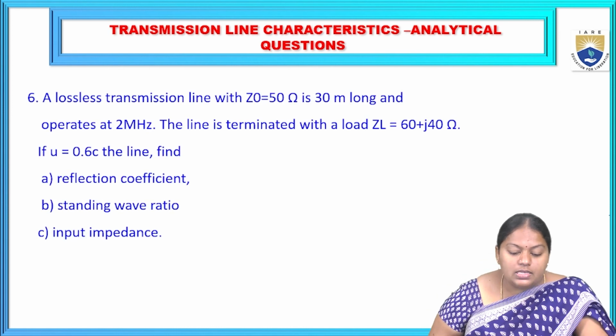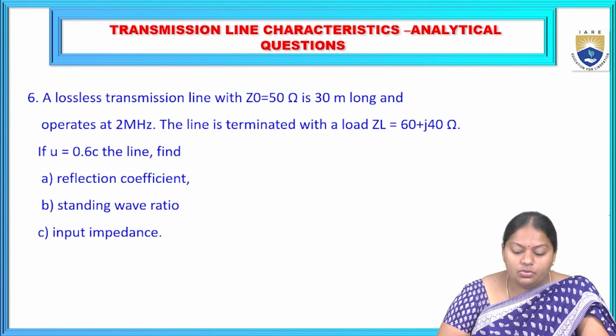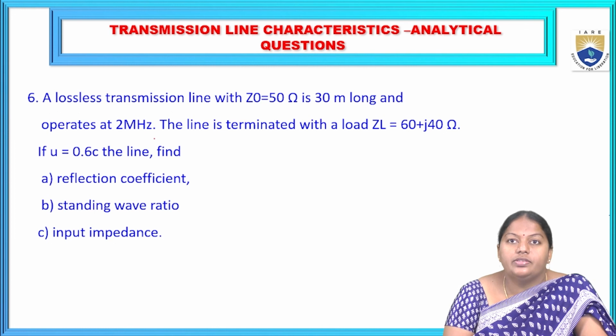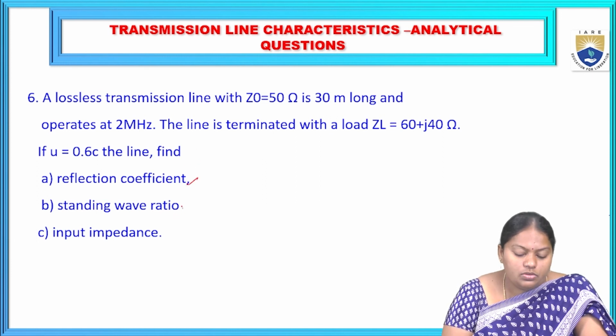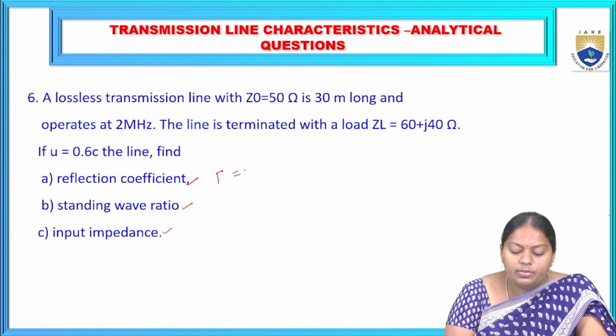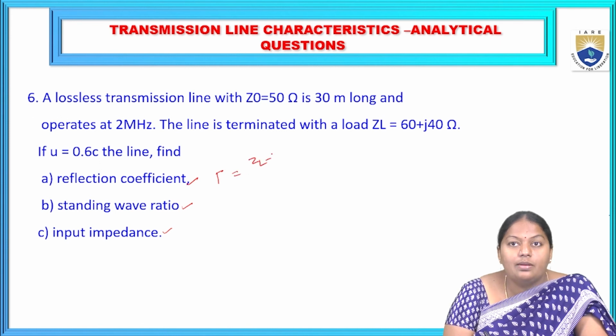Next, a lossless transmission line with Z0 equal to 50 ohm is 30 meter long and operates at 2 megahertz. The line is terminated with a load of 60 plus J40 ohms and the velocity u equal to 0.6 c. Then find the reflection coefficient, standing wave ratio and input impedance. First we need to find the reflection coefficient. The formula is given by gamma equal to ZL minus Z0 by ZL plus Z0.